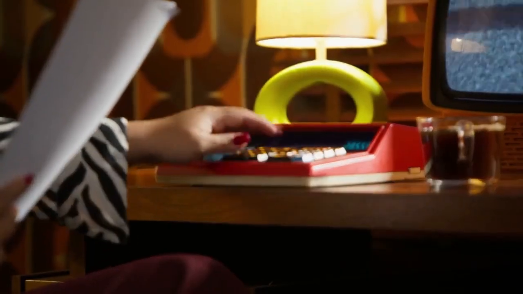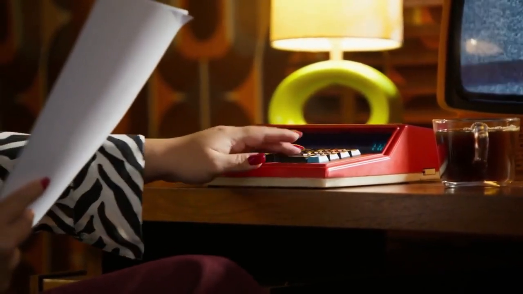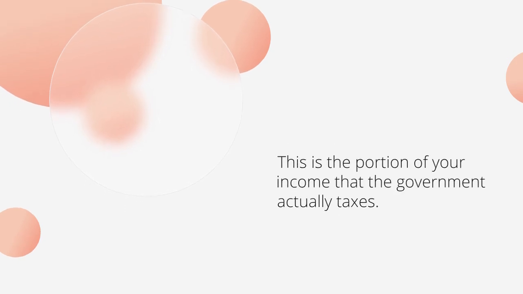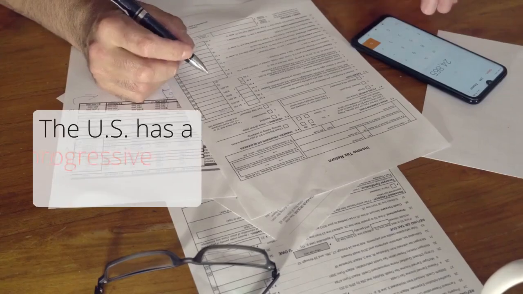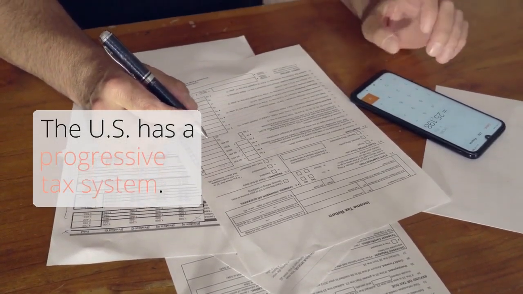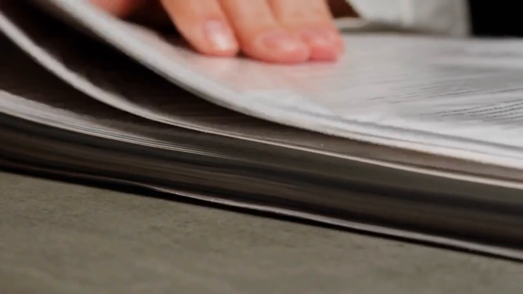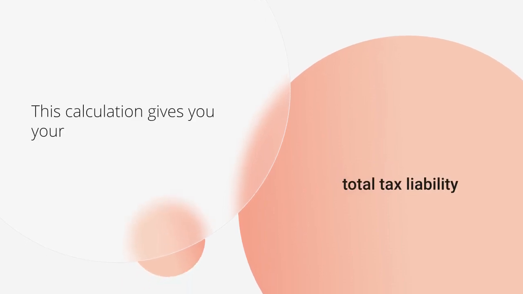Once you subtract your chosen deductions from your AGI, the remaining amount is your taxable income. This is the portion of your income that the government actually taxes. Your tax is then calculated using tax brackets. The U.S. has a progressive tax system, meaning different parts of your taxable income are taxed at different rates. For example, the first portion might be taxed at 10%, the next at 12%, and so on, until all your taxable income has been accounted for. This calculation gives you your total tax liability.